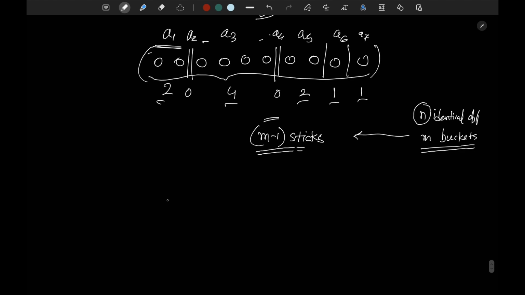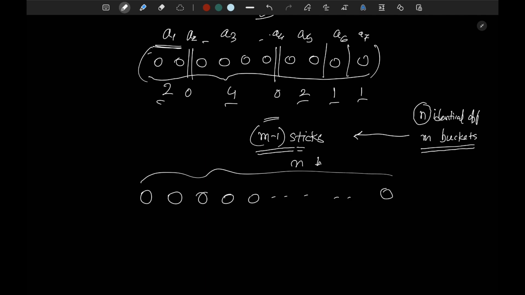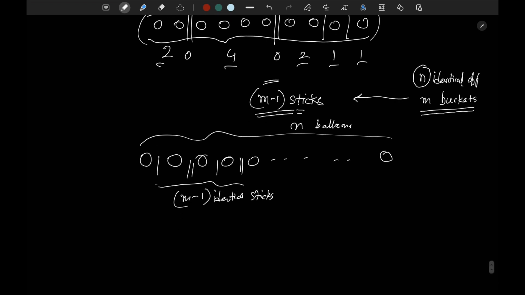So what do we have? We have a total of n identical balloons, and we also have m minus 1 identical sticks somewhere between them.